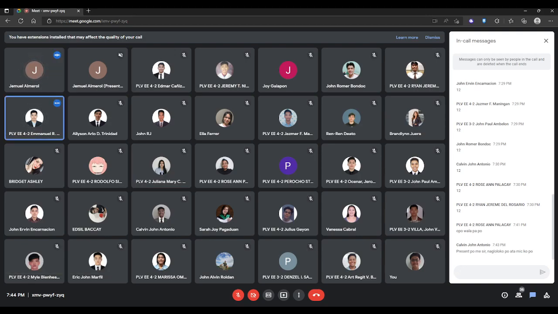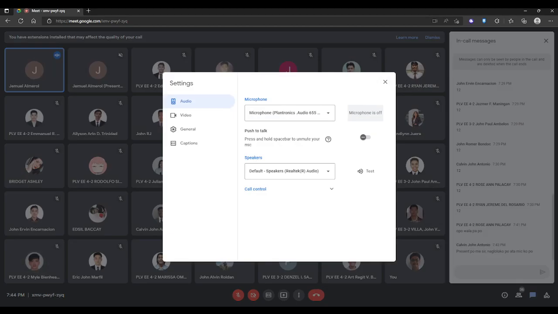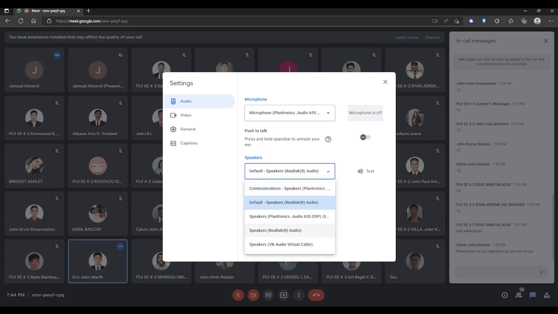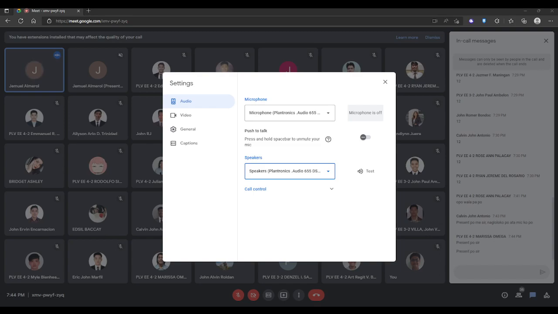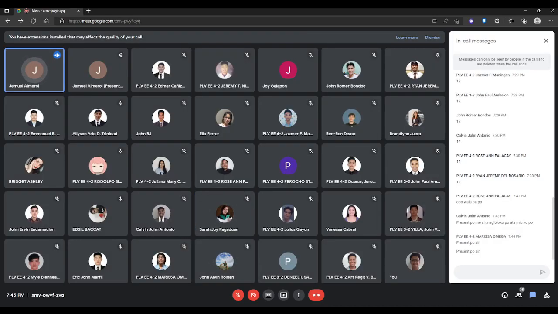Guerra. Present po. Lising. Present, sir. Lopez. Present po. Maningan. Present po. Marfil. Present po. Pagaduan. Present po. Malakay. Sir, present po, sir.